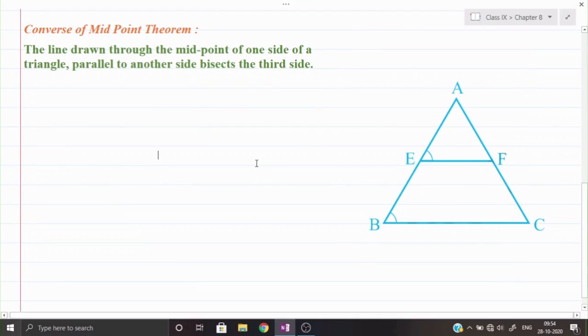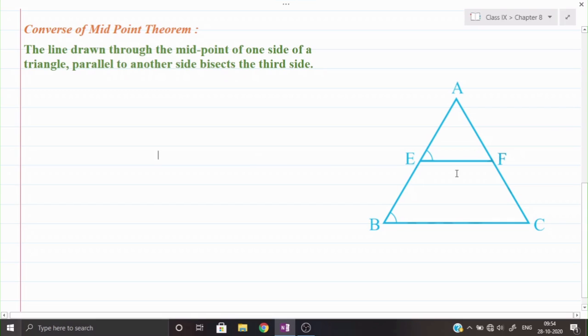Today we are going to start the converse of the midpoint theorem. First of all, we shall see what the converse of the midpoint theorem is, because in the questions we have seen in exercise 8.2, in the initial 3-4 questions we did not use it up till now. But for the remaining set of questions, we have to use the converse of the midpoint theorem.